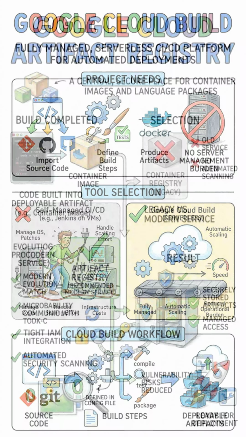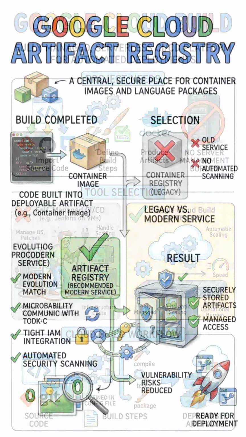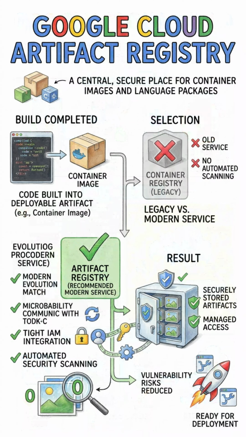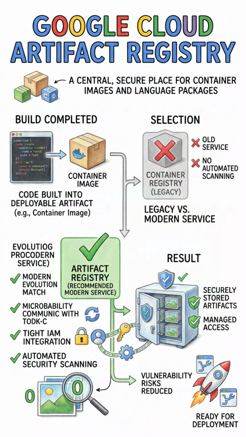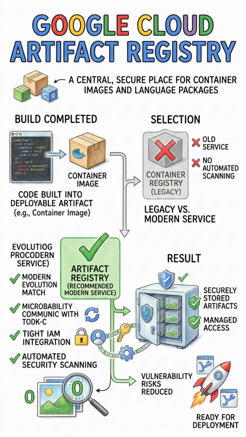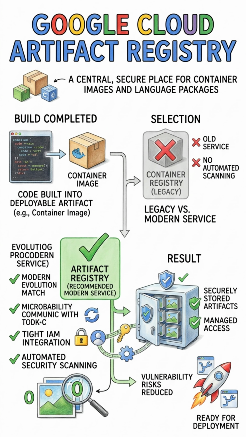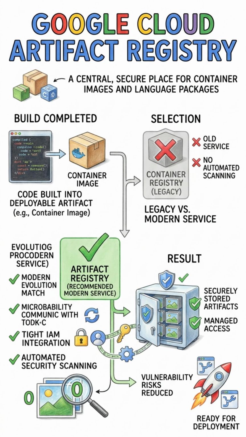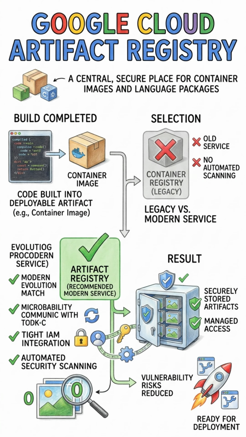Once your code is built into a deployable artifact like a container image, it needs a secure place to be stored. Artifact Registry is the modern evolution of Container Registry and serves as a single central place for your organization to manage container images and language packages. The exam often highlights Artifact Registry for its tight integration with identity and access management and its automated ability to scan stored images for security vulnerabilities.